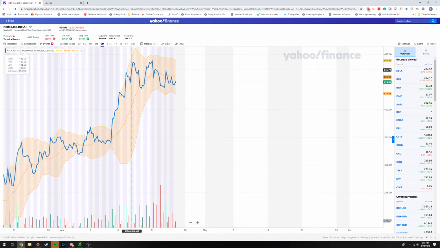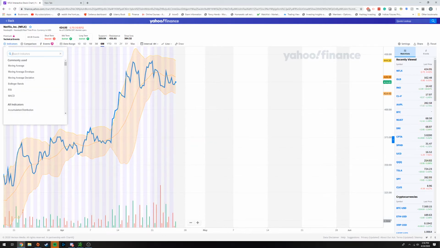Usually when something hits the top Bollinger Band, it comes down off of that, and once it hits the bottom one, it usually comes off the top one. It also puts, I believe, a simple moving average in the middle of that. And that simple moving average a lot of times will act as a resistance or a support.